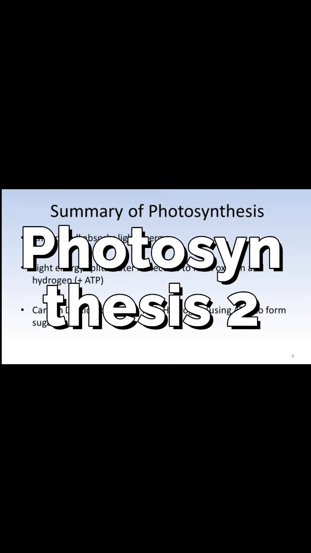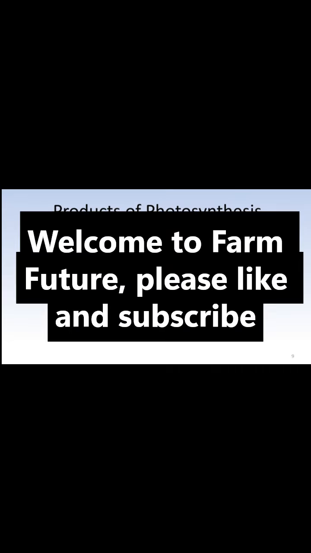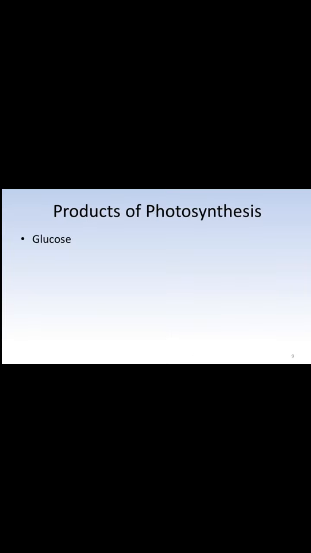to form sugars. Let us now briefly look at what will happen to the products that are made during photosynthesis. Glucose and oxygen are the two main products that will be made during photosynthesis. The glucose can be used in several ways. For example, it can be used for aerobic respiration by the plant.